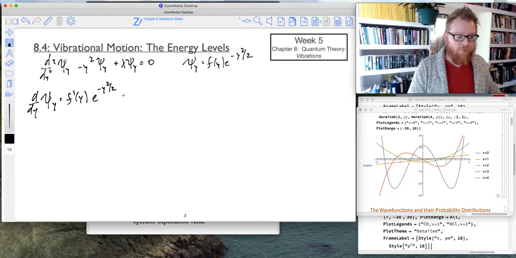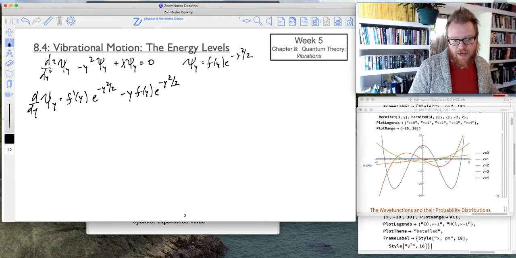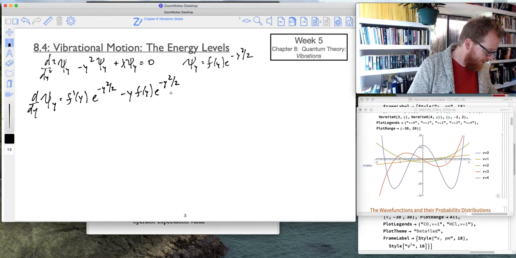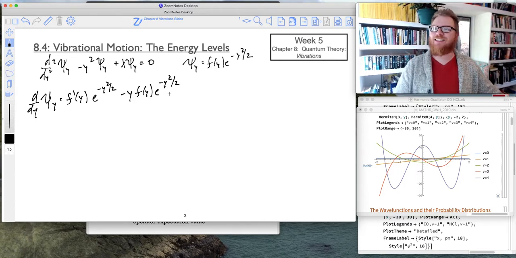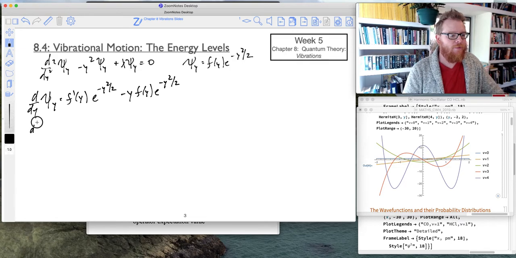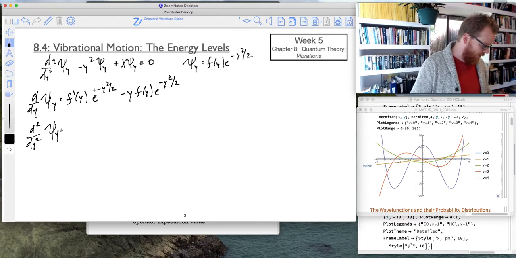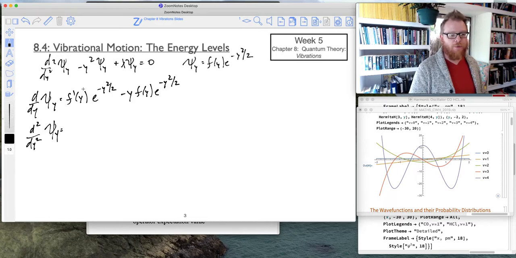So that's just minus y times f of y times e to the negative y squared divided by 2. Okay, now as you might guess, we've got to take the second derivative of this thing, and it's going to get hairy. So I have to take the derivative of the derivative, right? And so what we're going to have, let's make sure that I keep track of all my things on my cheater notes here. So first thing I'm going to do, I'll take the derivative of this term.